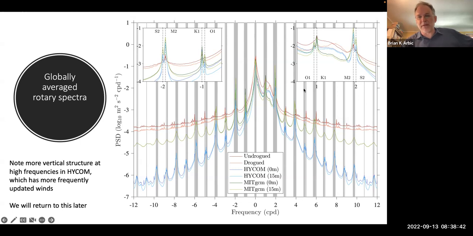If you divide the drifters up into GPS and Argos, then it's a much steeper spectrum in the Argos, and it actually agrees pretty well when you compare only the Argos one. It agrees pretty well with the MIT model, the higher resolution MIT model.